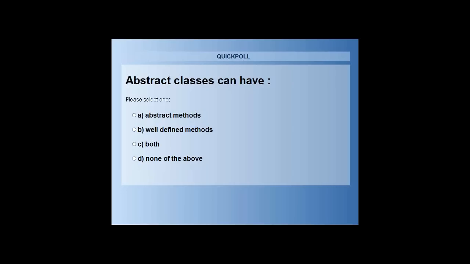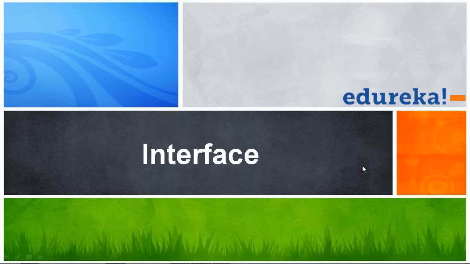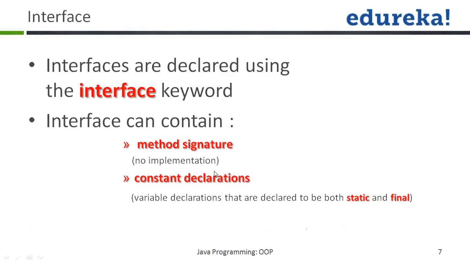20% of the people says abstract methods and 80% of the people says both. And the correct answer is both. You can have both abstract methods as well as well-defined methods in your abstract classes. I told you just now, so I expected a correct answer from each and every one of you. Never mind. We come to interface.